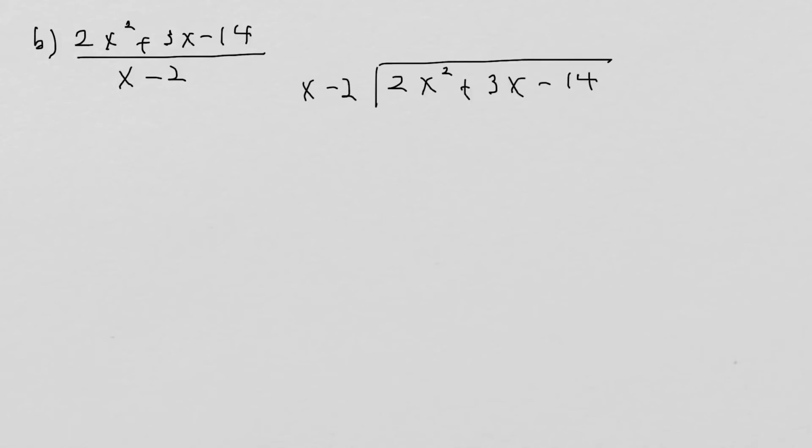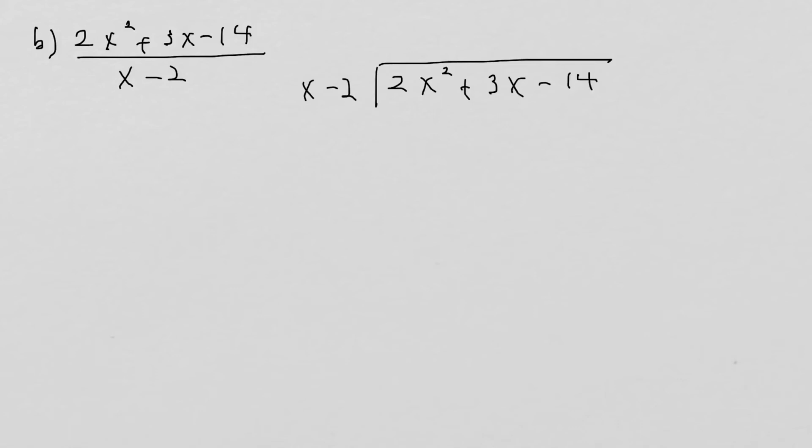Let me show you two other long division problems. I have 2x squared plus 3x minus 14 all over x minus 2. It looks like this is in descending order. Start from the square first and then the constant, so no missing term. So in order to write this into the long division, I have a long division method.